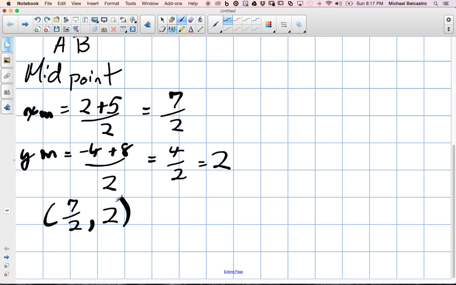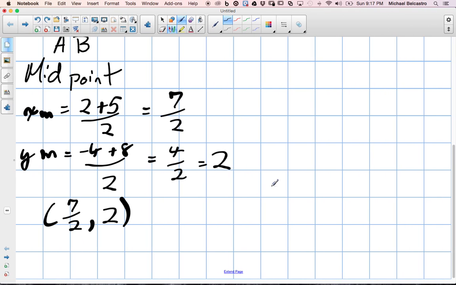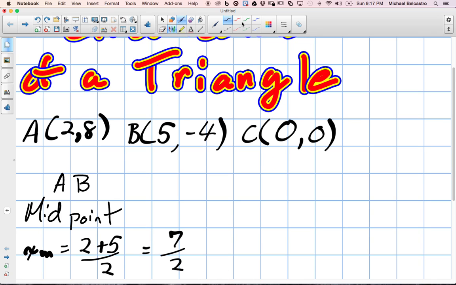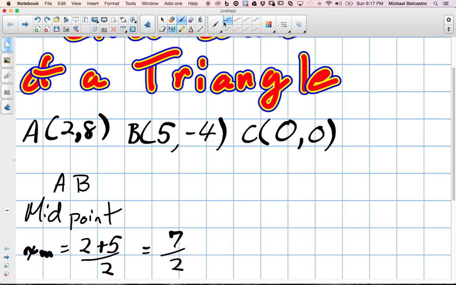So we'll go ahead and plug that into our graph here. That's really 3.5, but we'll write it as a fraction, and 2. And if we take a look, that's the midpoint between A and B. So that works out great. We know we've done that part properly. The next one we could look at is B and C.